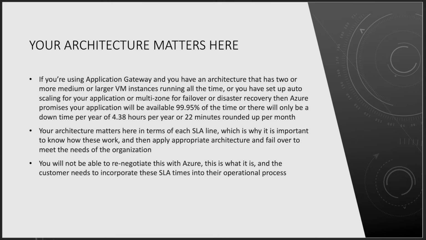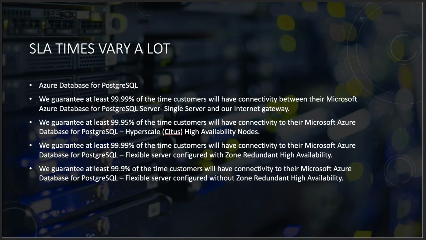So generally, you're going to fail over to a different zone. You're going to do database promotion. You're going to do read replicas. You're just going to do all these things to minimize that downtime. You're going to have a much more scalable and a much more interesting architecture, understanding what those 22 minutes per month can actually cost your company. So SLA times will vary a lot depending on what that configuration looks like. And again, back to your architecture.